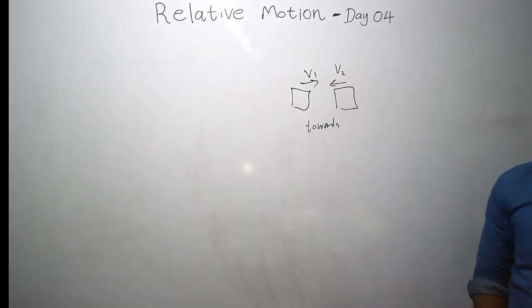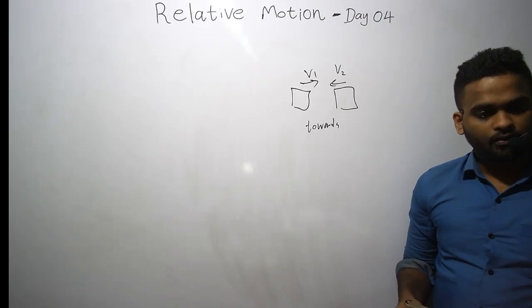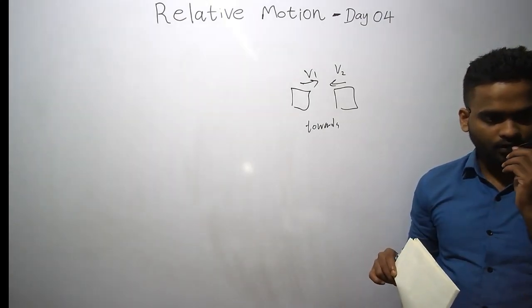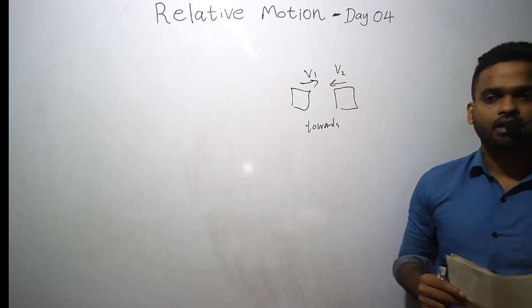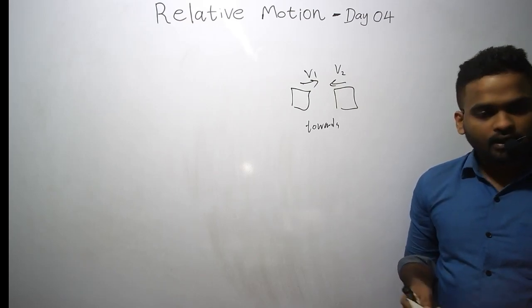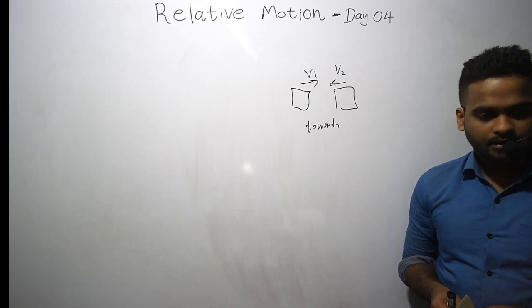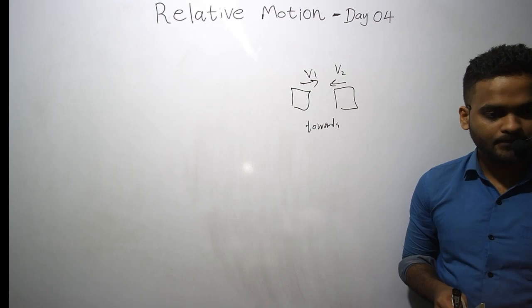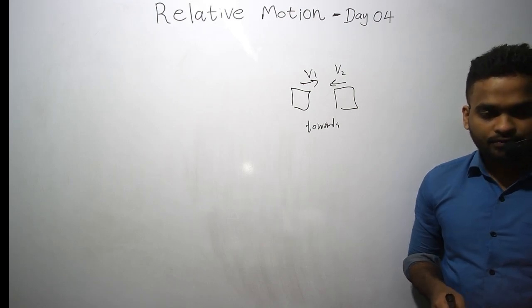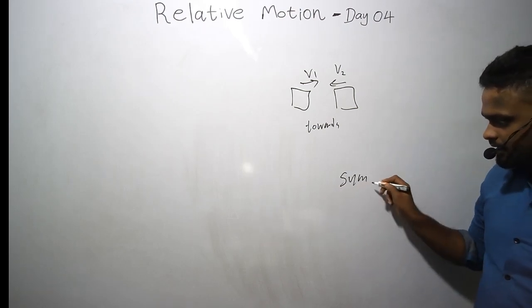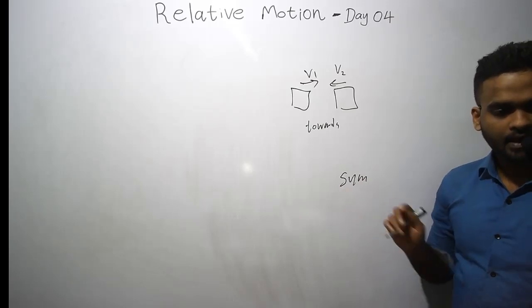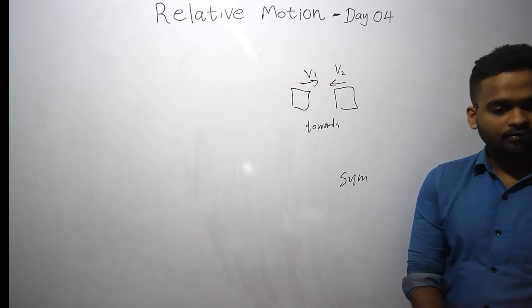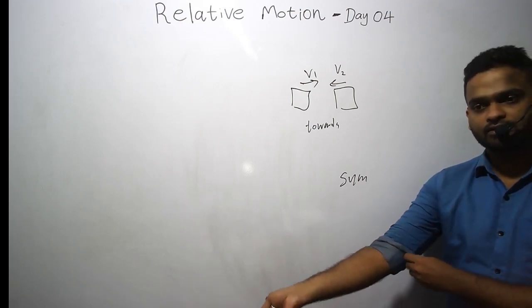Okay. When objects are moving in opposite directions, the relative velocity between them is the sum of Earth relative velocities.